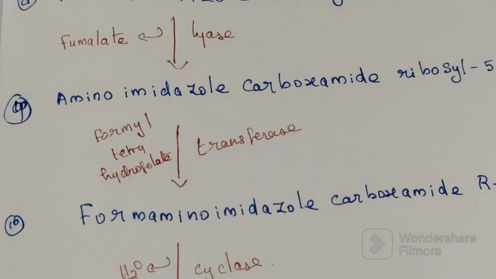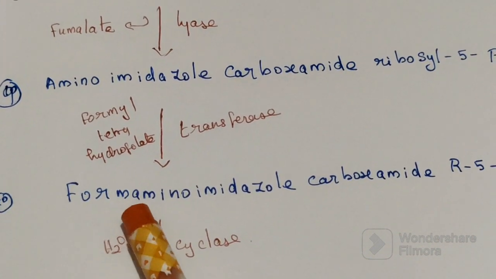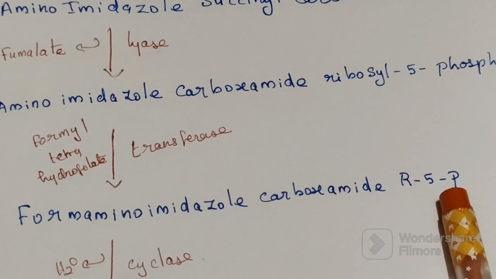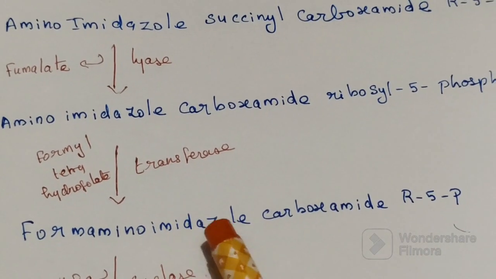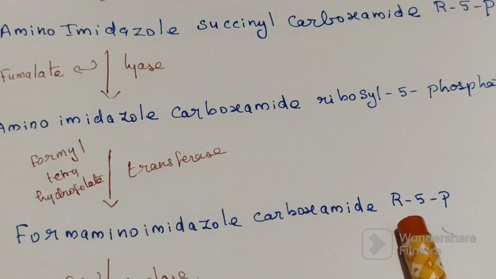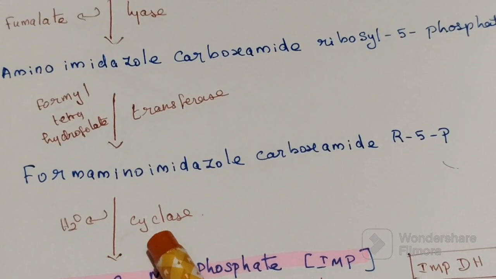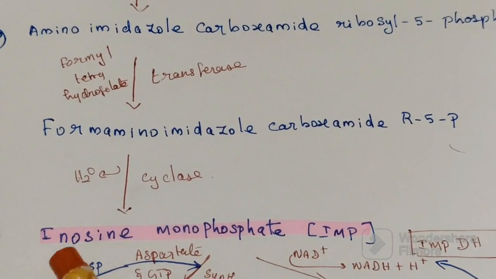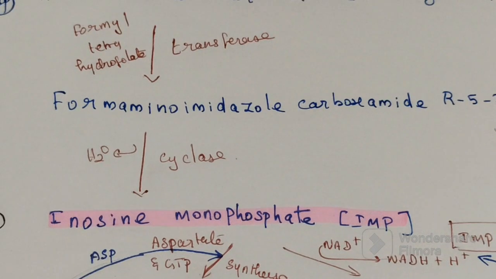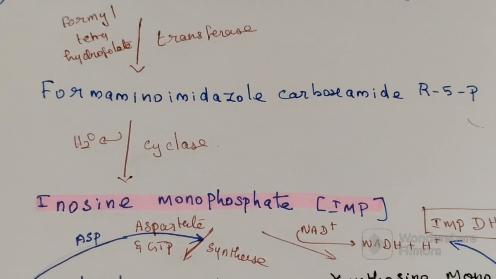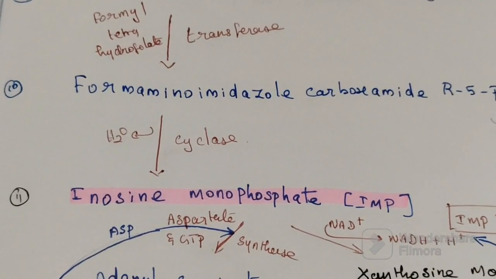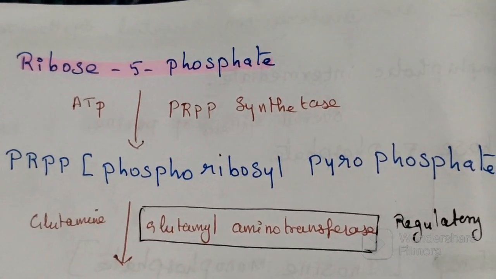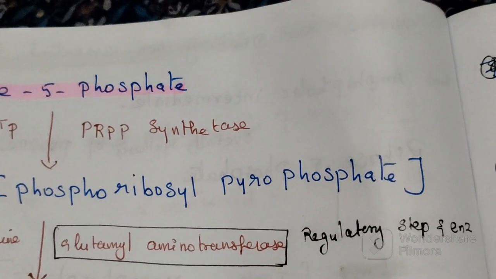Then this is acted upon by the enzyme transferase. It requires formyl tetrahydrofolate and is converted into formamidoimidazole carboxamide ribose 5-phosphate. This one is acted upon by the enzyme cyclase with removal of a water molecule and converted into IMP, inosine monophosphate. This is the last, 11th step.